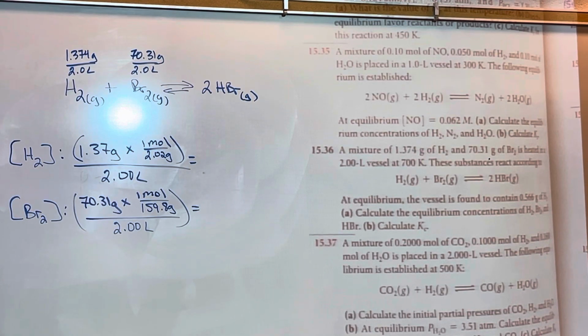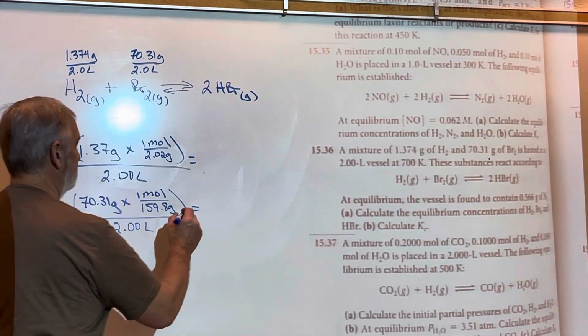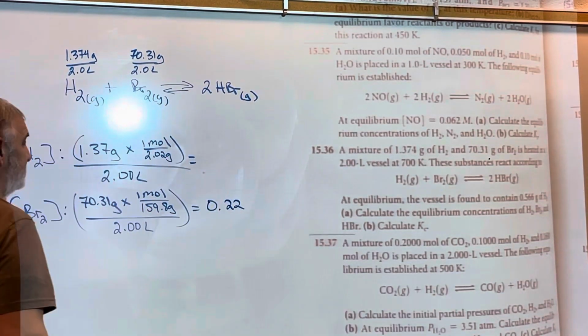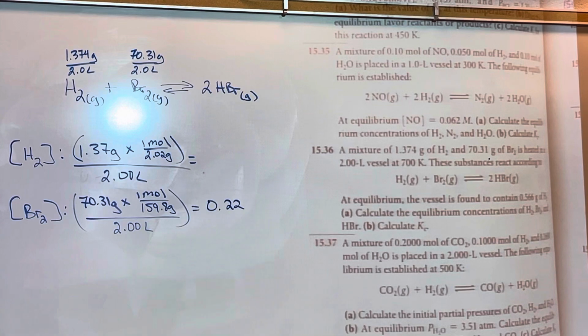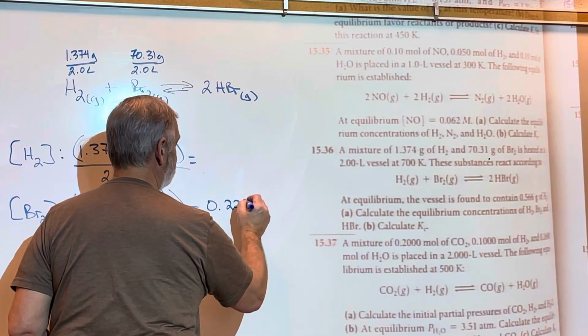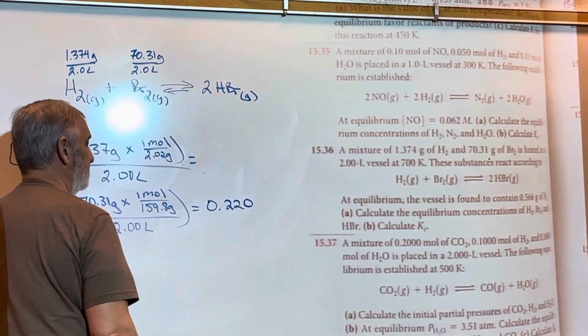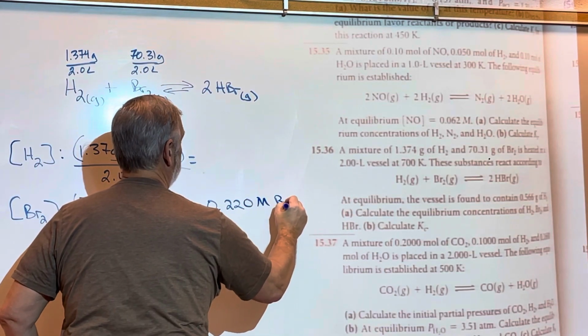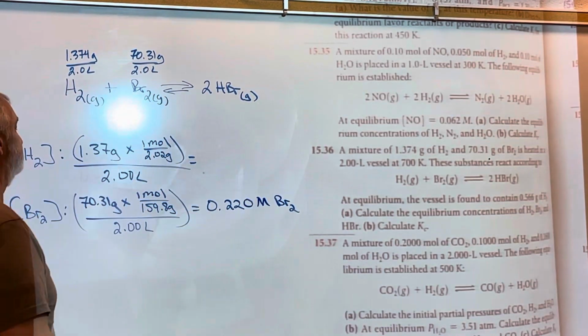For the Br2, I got 0.22 moles. But how many sig figs is everything given in? It's 4, but it's 0.21999, so that doesn't mean we don't have a last digit. It's just going to be a 0 there. So that's going to be that molarity. What's the top one?